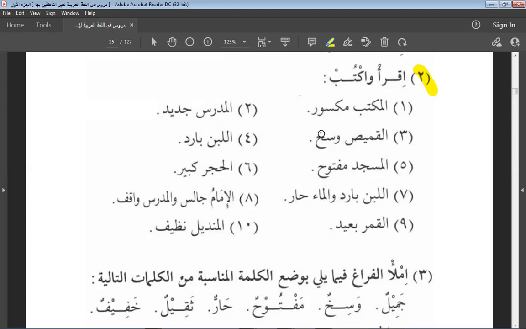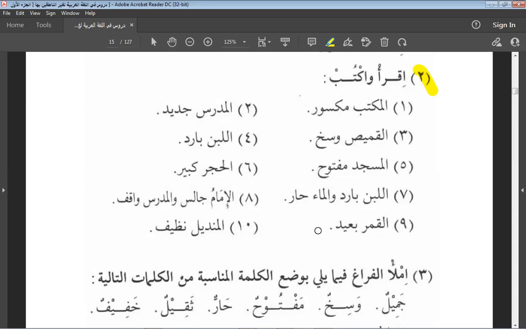So, al-maktabu maksurun. You already seen it, but read it as you heard Ustaz read it. So you read al-maktabu maksurun. Al-mudarrisu jadidun. Read it with its vowel aloud. Read it to yourself. Repeat it. Al-qamisu wasikhun. The vowels are up there, so take advantage of them there to read it here without the vowels.